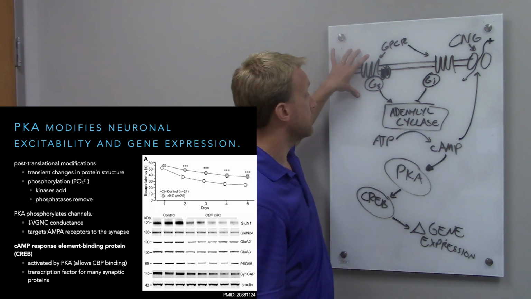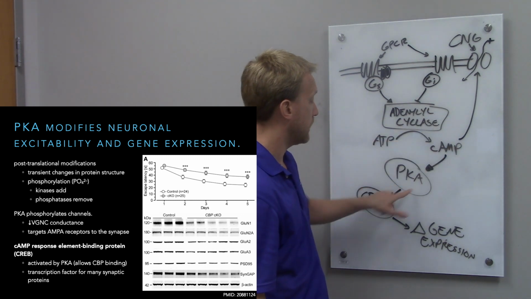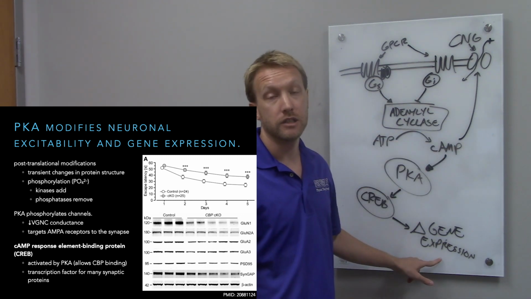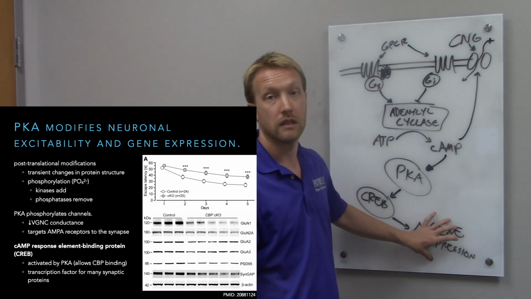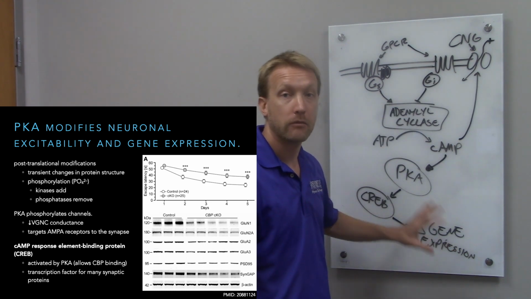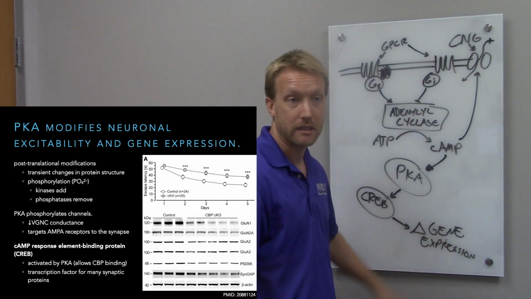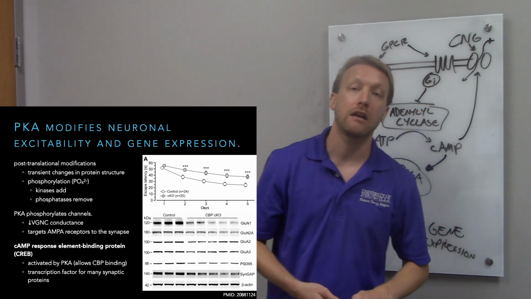So if I'm Gs coupled, I stimulate adenylyl cyclase, increase cyclic AMP, stimulate protein kinase A, stimulate CREB, and modify gene expression, allowing CREB to make the things that it makes. If I'm Gi coupled, it's the opposite of all that. I will express less of those CREB-dependent genes. Okay, what are some CREB-dependent genes that we might care about?